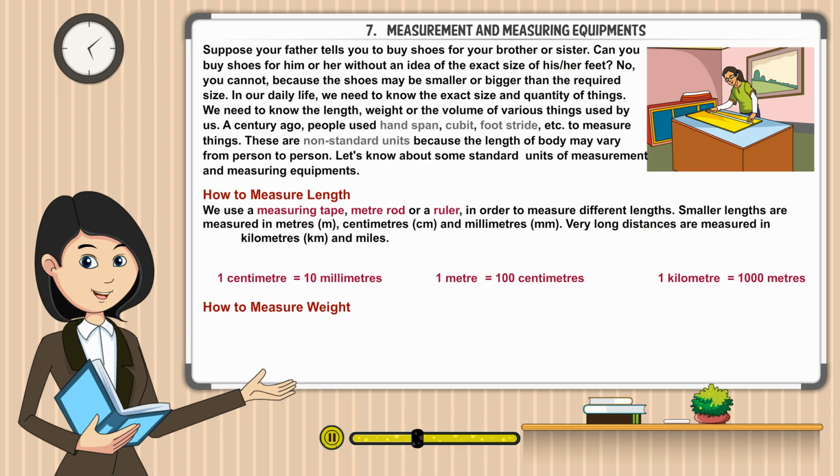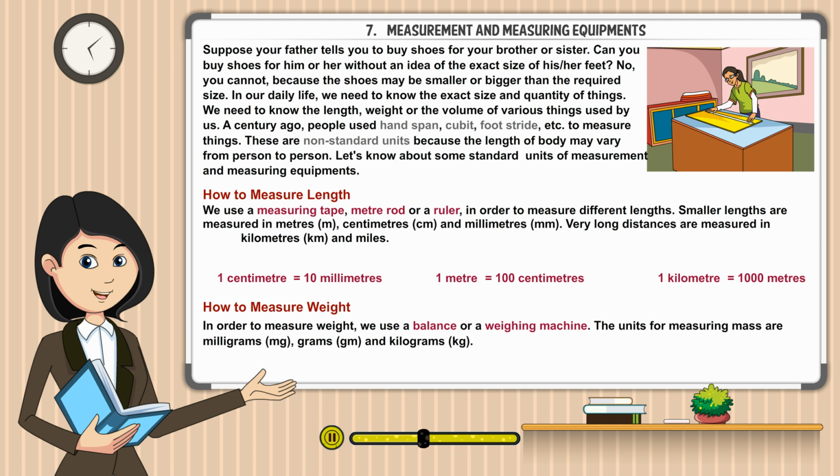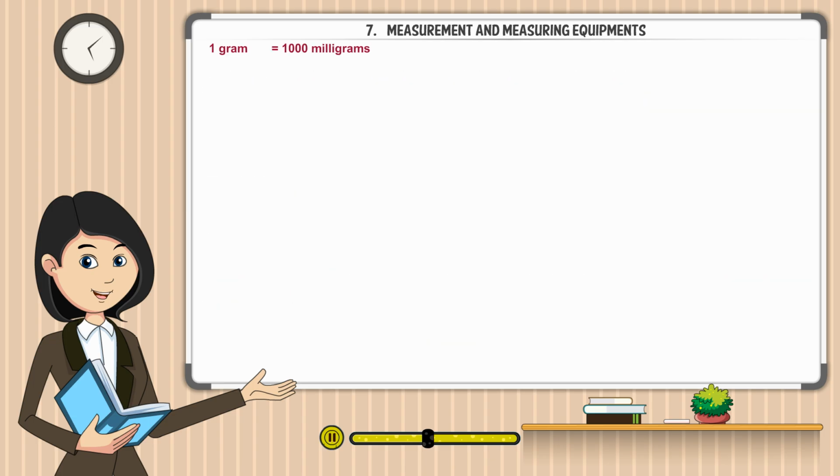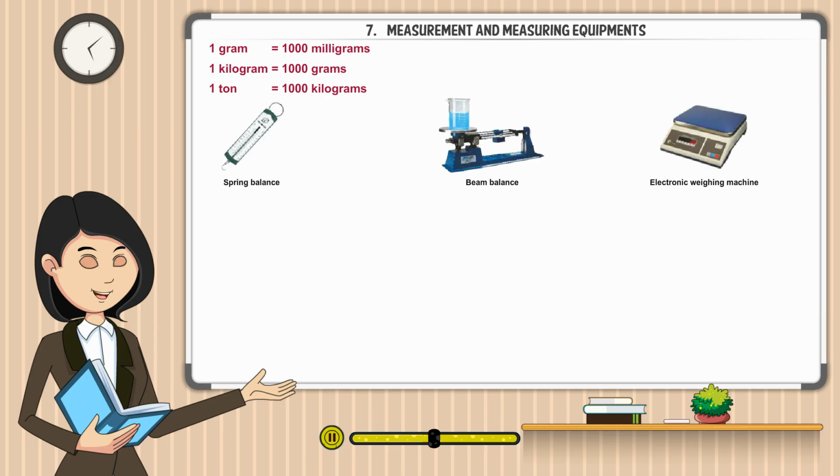How to measure weight? In order to measure weight, we use a balance or a weighing machine. The units for measuring mass are milligrams, mg, grams, gm, and kilograms, kg. 1 gram is equal to 1000 milligrams. 1 kilogram is equal to 1000 grams. 1 ton is equal to 1000 kilograms.